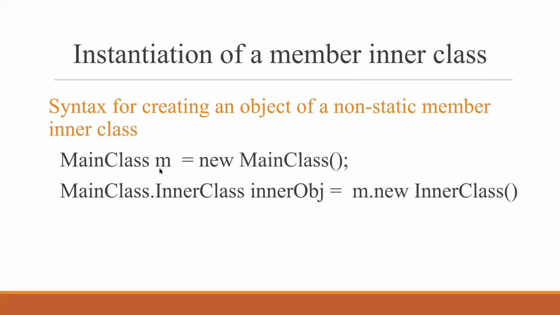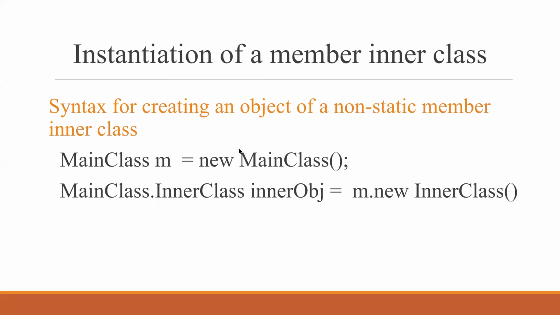M is just the object name. You can give whatever name you want. Then after that, you have the main class, then dot inner class, then the object of the inner class, which is equal to the object name of the outer class, then dot new, the name of the inner class, the constructor actually. So let's go back to our code, and then we can proceed where we had left.